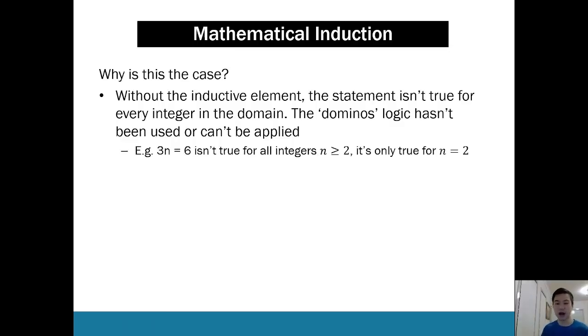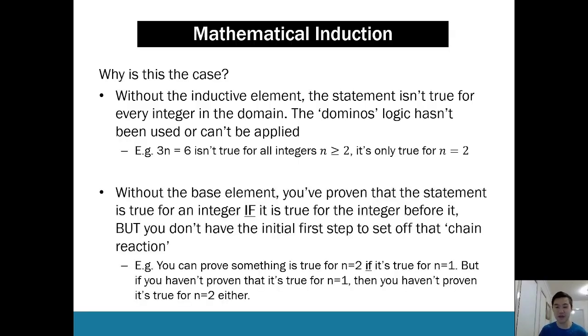And the reason why this is the case, again, as I explained, is that without the inductive element, the statement isn't true for every integer in the domain. So the dominoes logic hasn't been used or can't be applied. For example, with 3n equals 6, this statement isn't true for all integers n greater than or equal to 2. It's only true for n equals 2. So you haven't shown that there's an inductive element there.